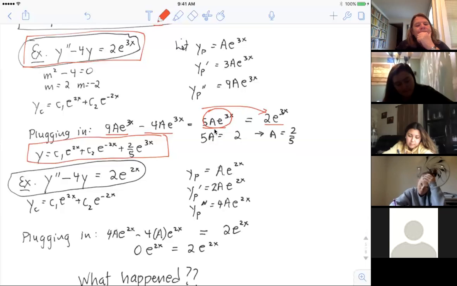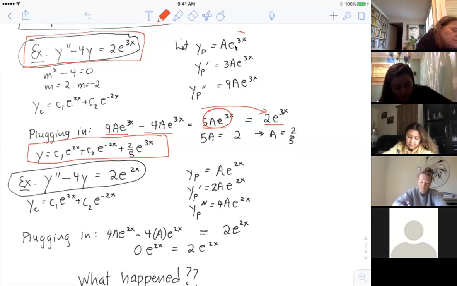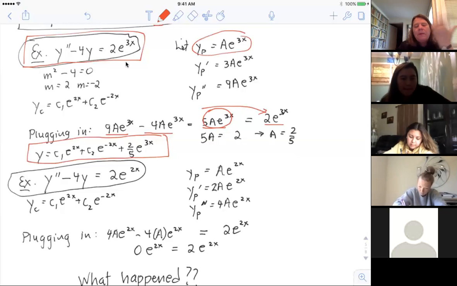So here's what my solution looks like. 2/5 is my A, e to the 3x. There was my proposed solution. I found out what A was. I combined these two things right here. That happened because this was a simple function. It's just going to keep repeating e to the 3x's times a different constant every time when you take the derivatives.